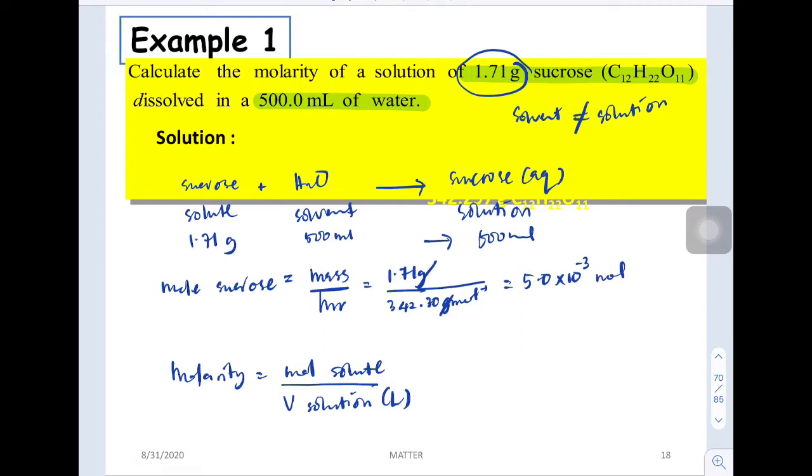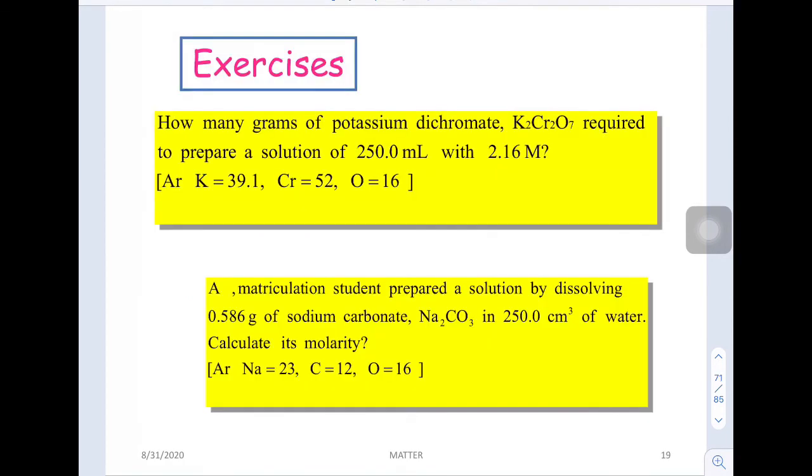So from this number of moles, we can plug in the information here. 5.0 exponent -3 mole of the solute over the volume of the solution, 0.5 liter. Remember to convert the unit of the volume from ml to liter or from ml to dm cube. And then when we press the calculator, we will get the molarity of the sucrose solution as 0.01 molar. Please answer this question for exercise.